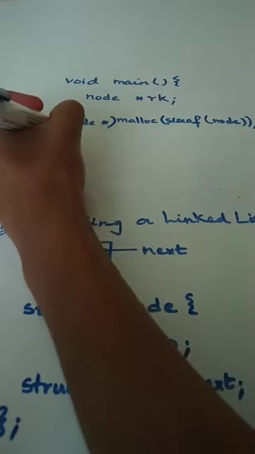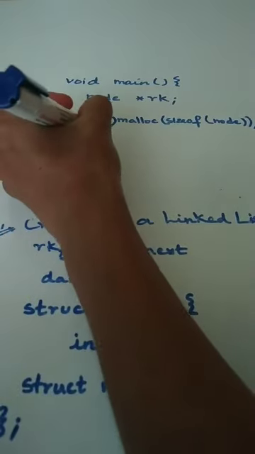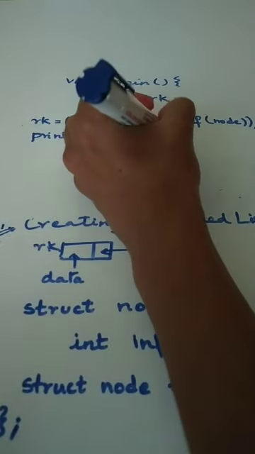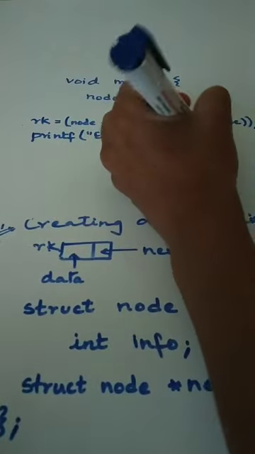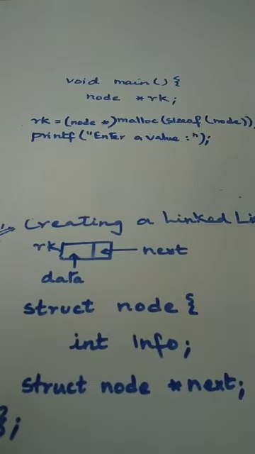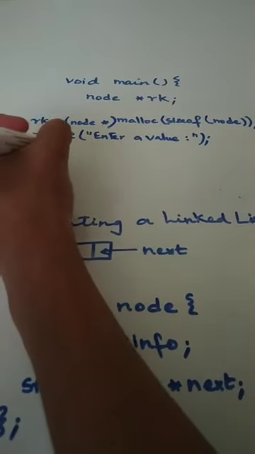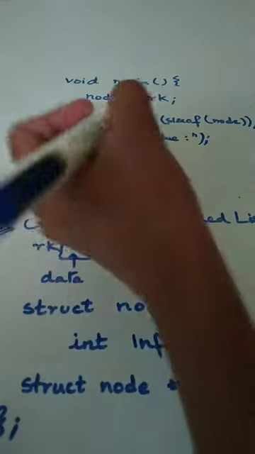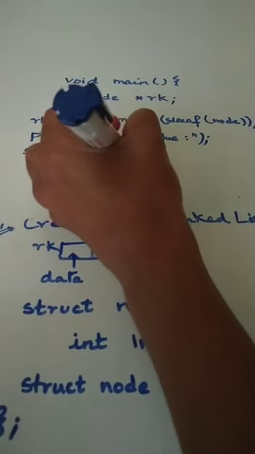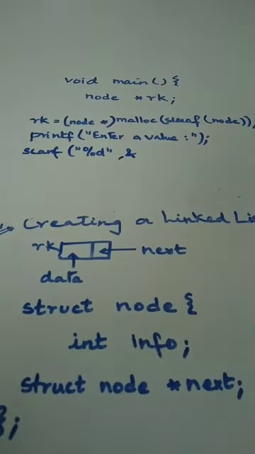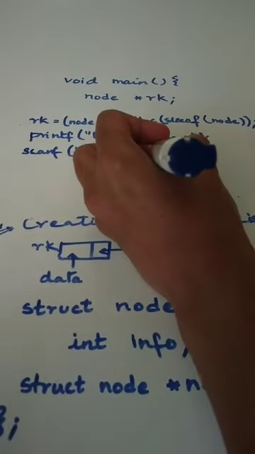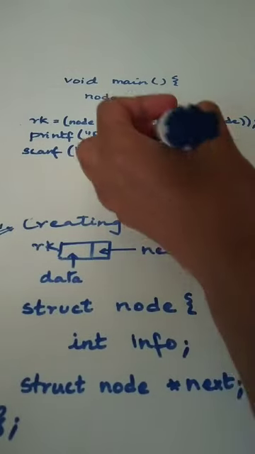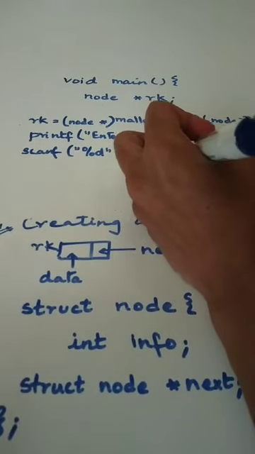So let's say printf, enter value. Let's say I say enter a value. Now I will take input, so I say scanf %d, because I'm going to take an integer for info. Ampersand. Now where do I take this value? I take it in rk, but I cannot just say rk. rk is the entire node. I want only this data, I want only this info. So rk info.